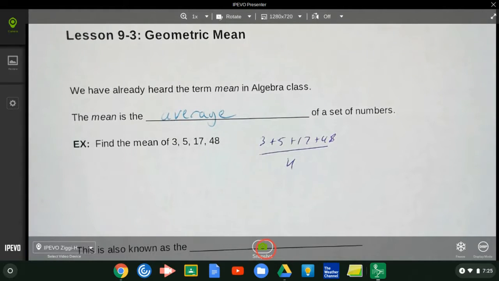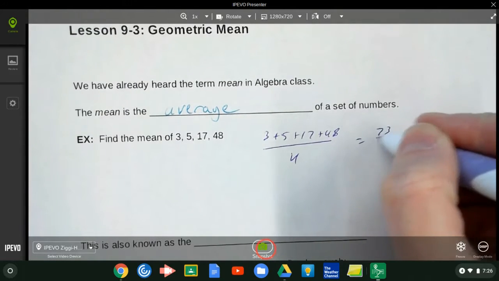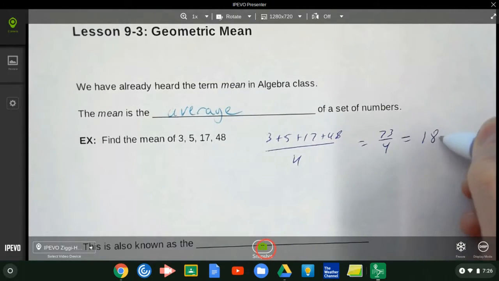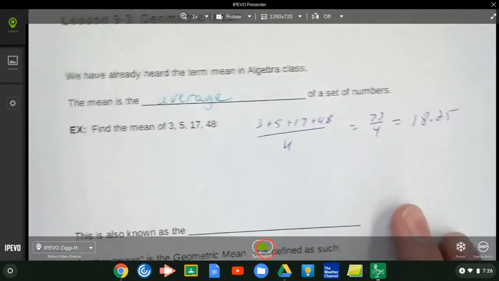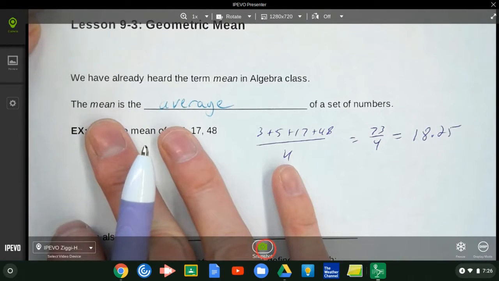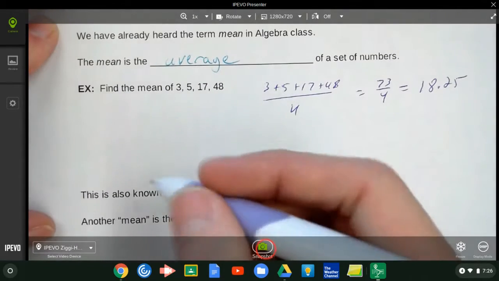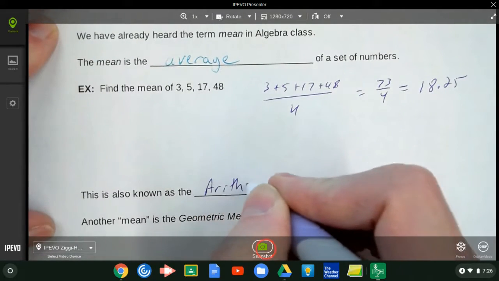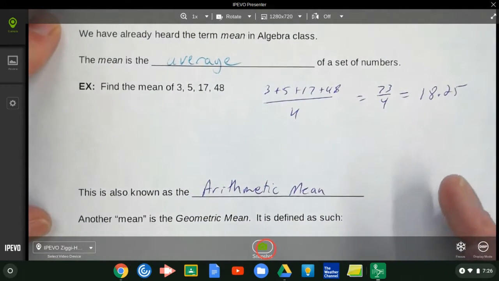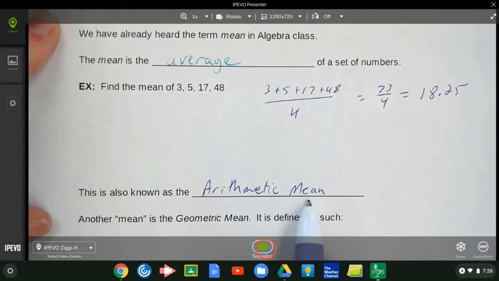So in that case, go to my calculator here, we're talking 3 plus 5 plus 17 plus 48. That gives us 73 over 4. We're going to divide by 4. That gives us an average of about 18.25. And that's what averaging does, okay? But it's not the only mean in mathematics. This is called the arithmetic mean. So that's the average that you're used to finding, is what mathematicians call the arithmetic mean.